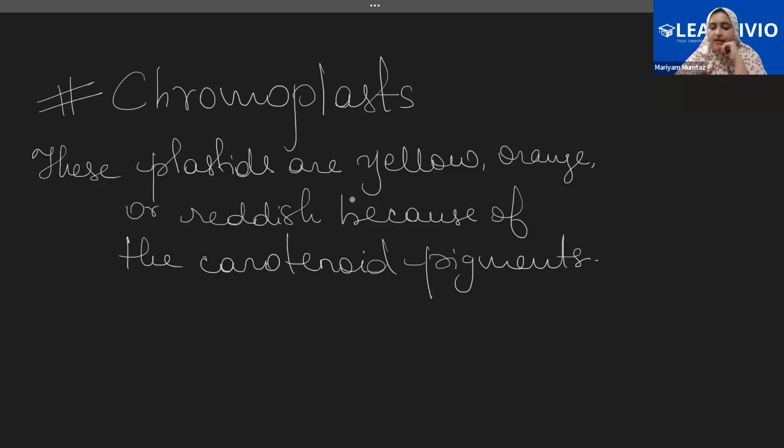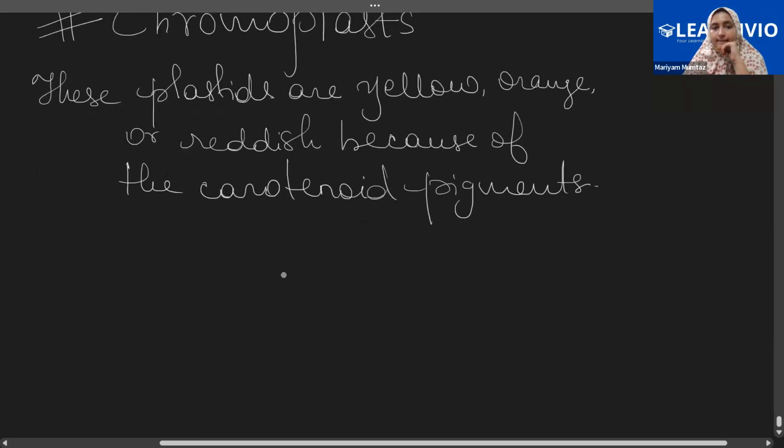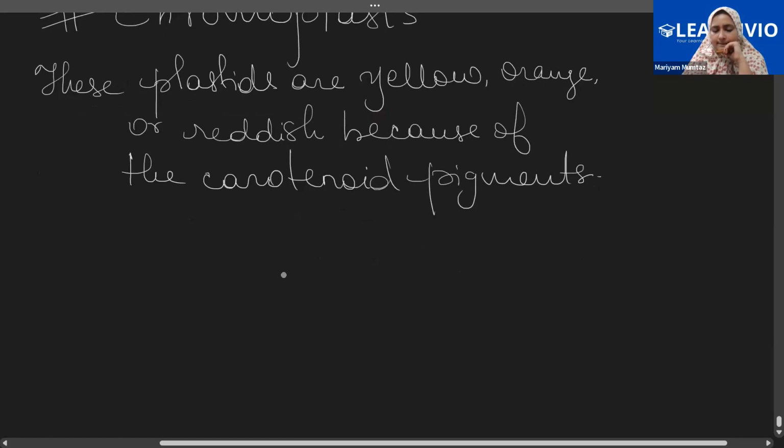Or you can say that the orange color, you have seen carrots, right? The carrots are orange in color mostly. So that orangish color in the carrot is because of the chromoplast which is present in them. Clear? Any doubts? Yes, Anna? Ma'am, in tomato, the top part would be in greenish color. So that's also because of carotenoid. Hmm.